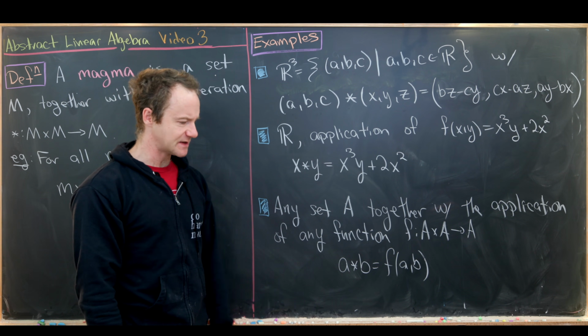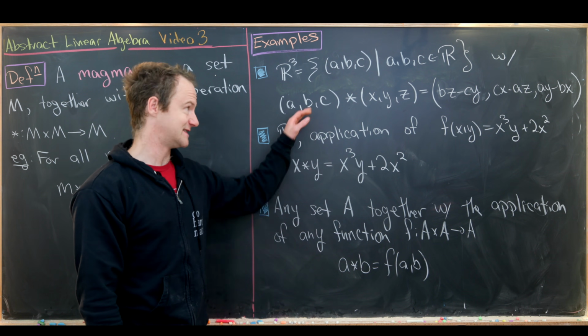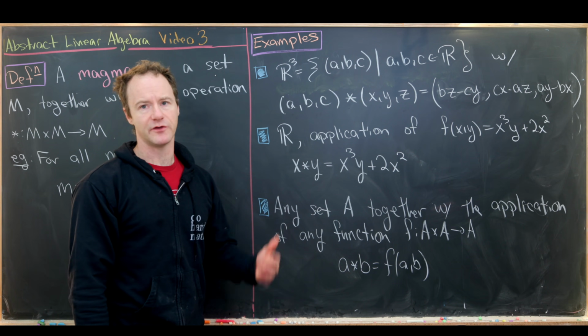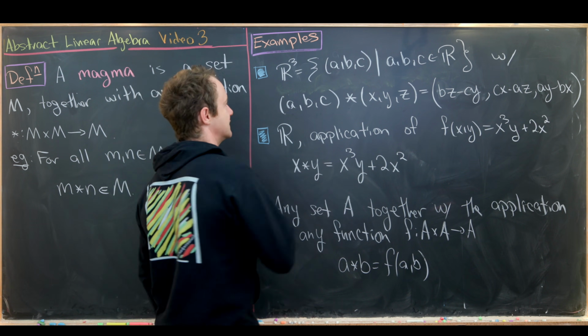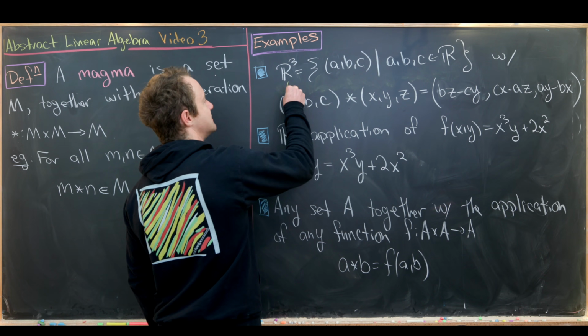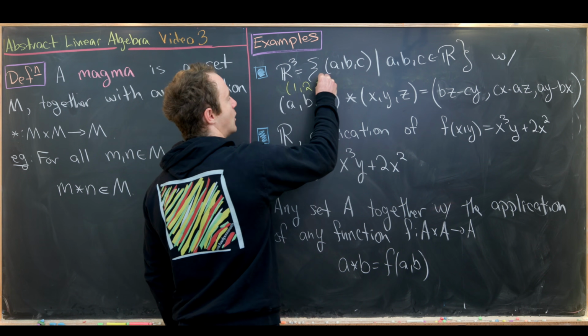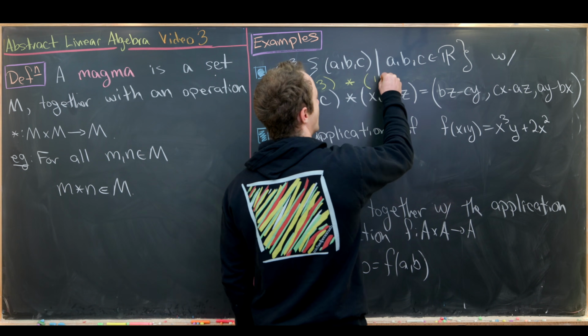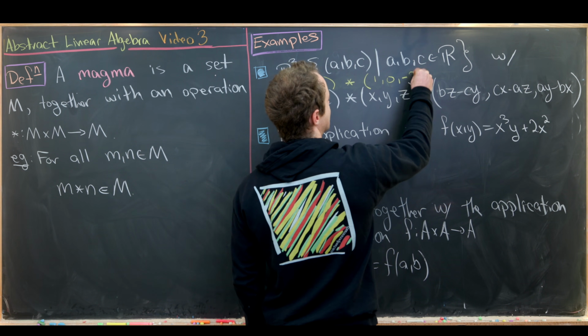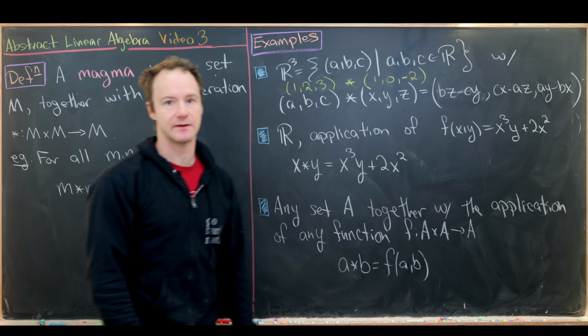And if you've seen something called the cross product before, this is in fact the cross product, although you need not know that at this point. So let's do an example of this real quick. So let's maybe take the element (1, 2, 3), and we'll star it with the element (1, 0, negative 2) and see what we get.